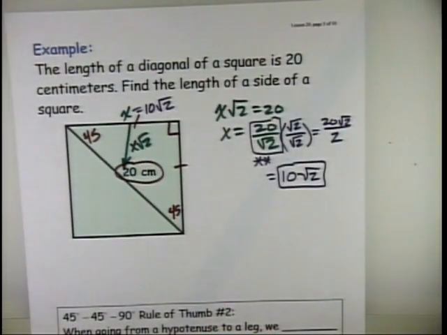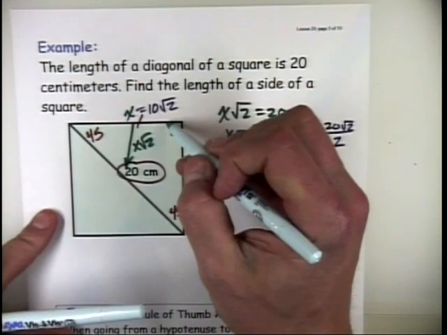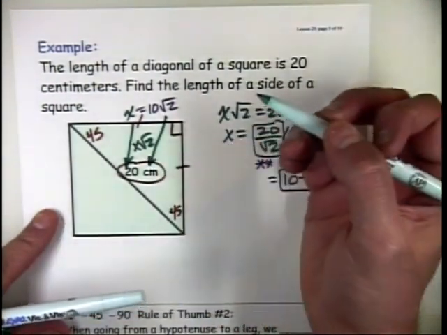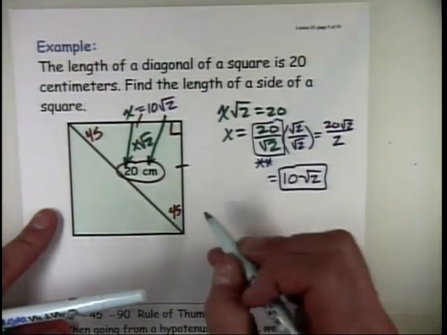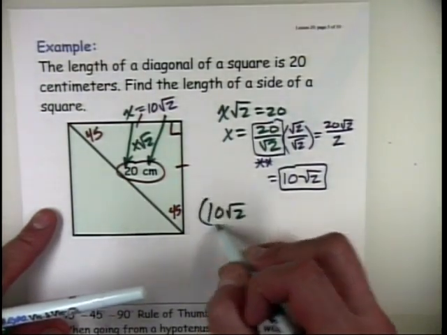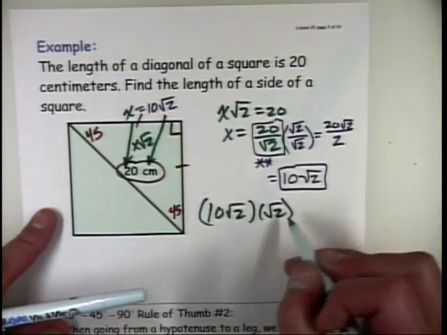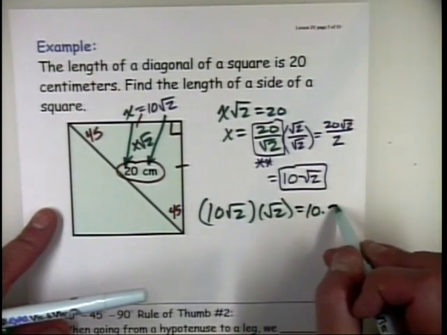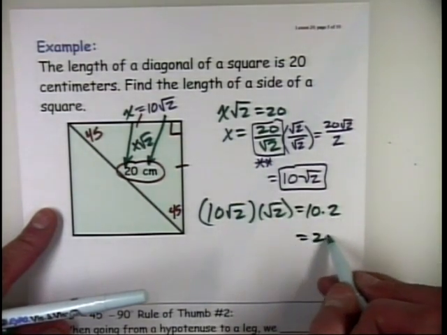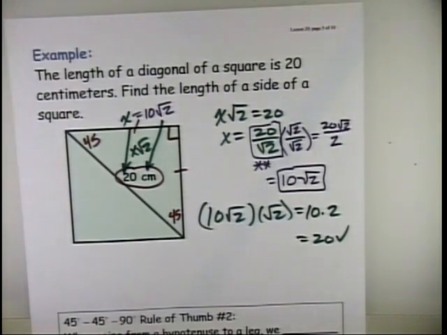Well, now we can verify. We can actually work backwards. If I started with 10 square root of 2, which is one of the shorter legs, to get from here to 20, the theorem says to multiply by the square root of 2. So 10 square root of 2 times the square root of 2, well, that's going to be 10 times 2, which is in fact 20. So I've checked and I've got it right.